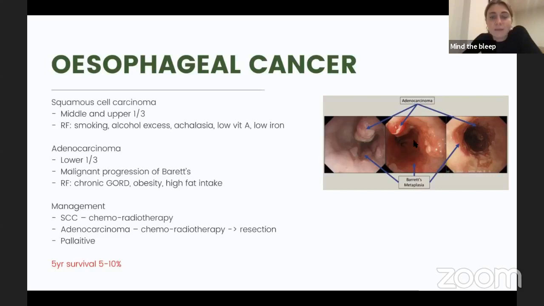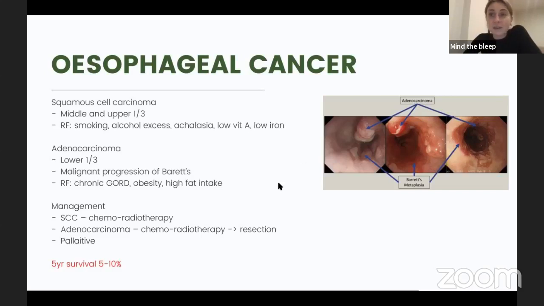So the adenocarcinoma happens in the lower third of the esophagus, and there's this progression. So there's a normal esophagus, and then that can progress to a Barrett's esophagus, which is a metaplasia. So I did say it is a reversible change, and that can then progress to a neoplasia and a malignant change, so the adenocarcinoma. And the risk factors for that are chronic gastroesophageal reflux disease, obesity, high fat intake.